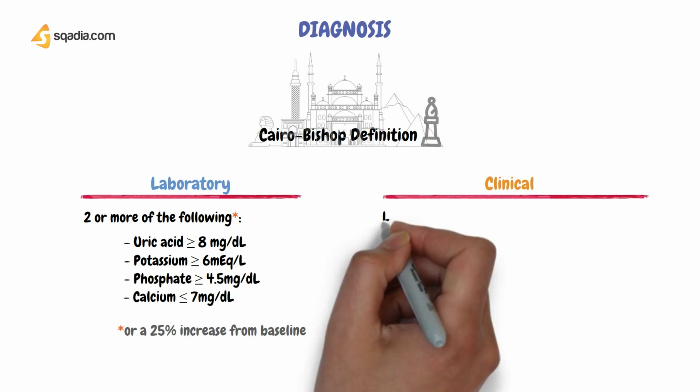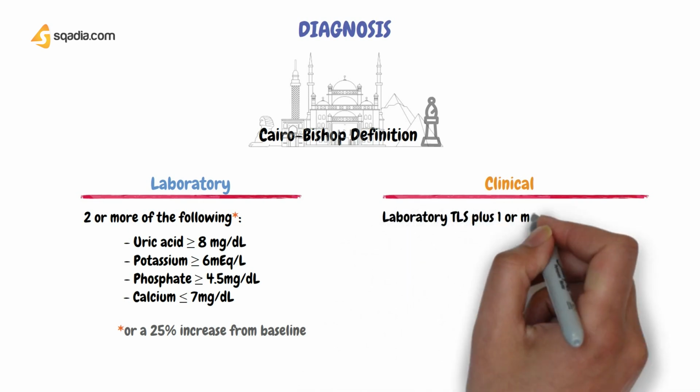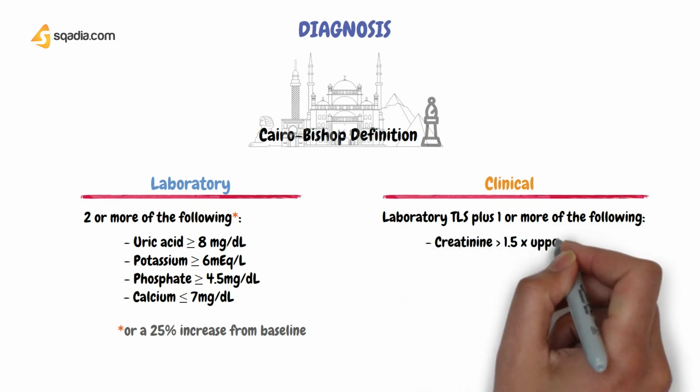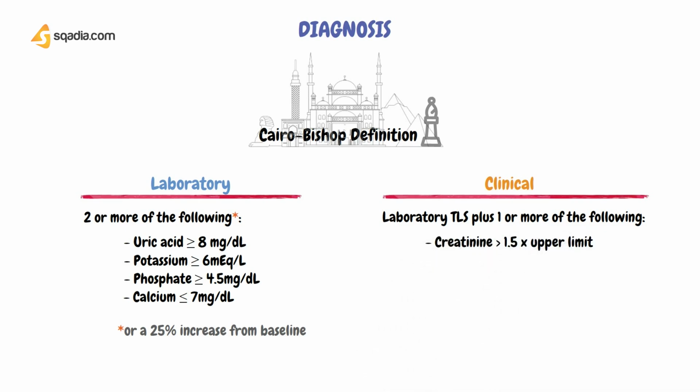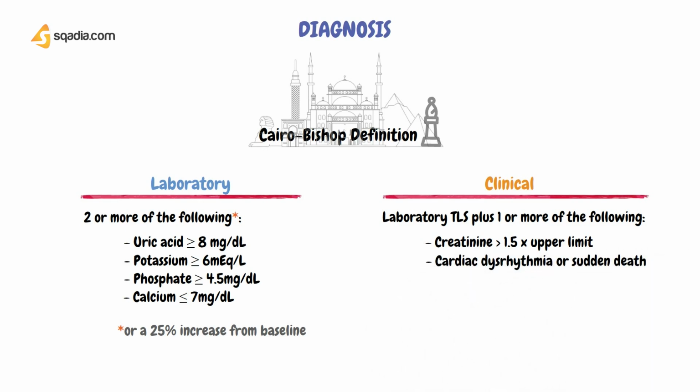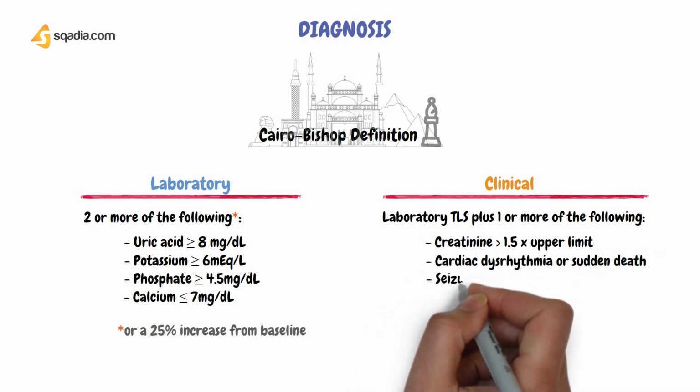To diagnose clinical tumor lysis syndrome, the laboratory diagnosis along with one or more of the following is required: creatinine levels that are 1.5 times the upper limit, cardiac dysrhythmias or sudden death, or seizures.